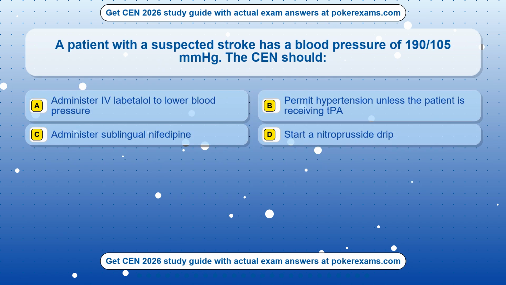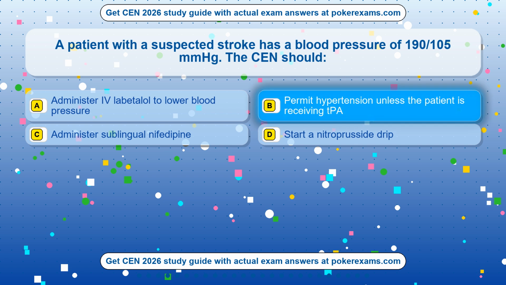Question 5. A patient with a suspected stroke has a blood pressure of 190/105 mmHg. The CEN should: Option A, administer IV labetalol to lower blood pressure. Option B, permit hypertension unless the patient is receiving TPA. Option C, administer sublingual nifedipine. Option D, start a nitroprusside drip. The correct answer is option B, permit hypertension unless the patient is receiving TPA.